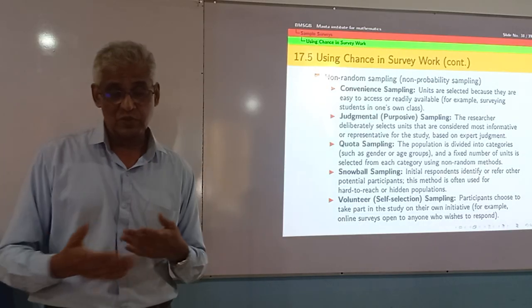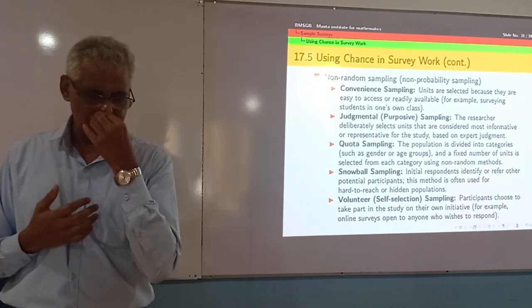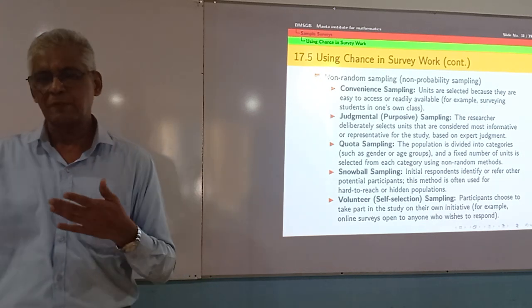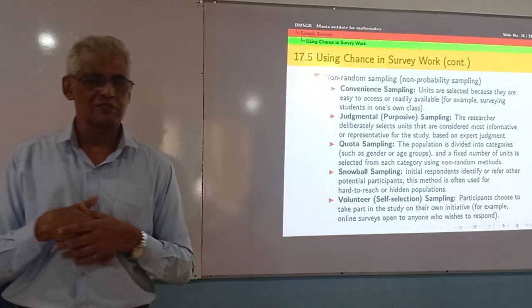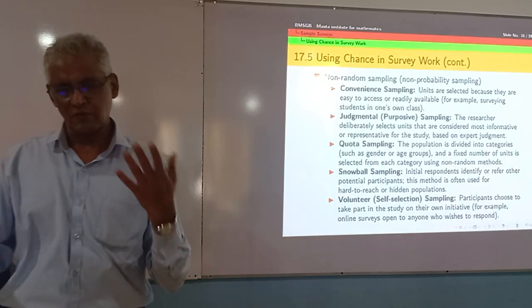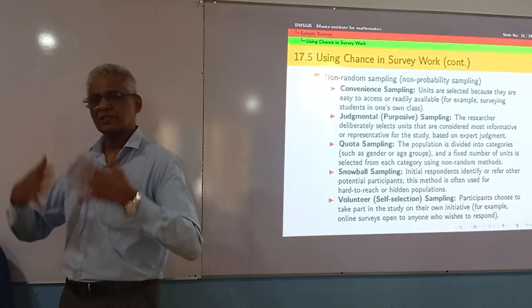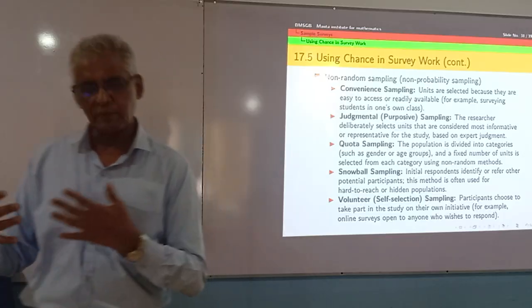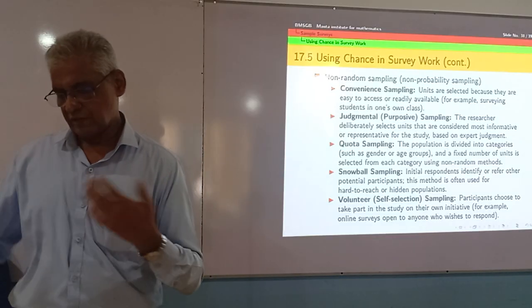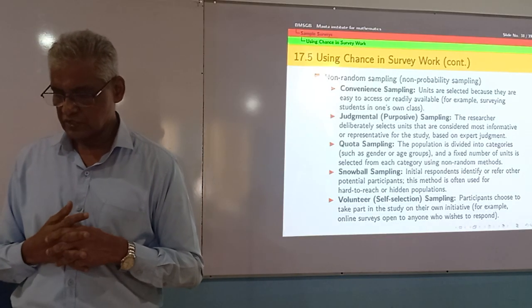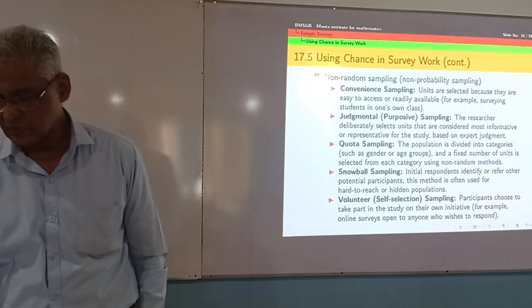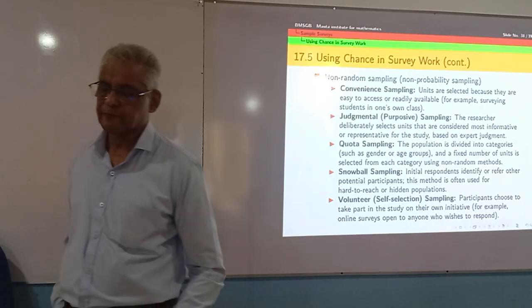The other one is actually volunteers, right? You publish that we want to do a study and volunteers are accepted. The volunteers again can be a particular group that's going to be very biased sometimes, right? But anyway, that is also done, self-selection. So those are non-random sampling methods.